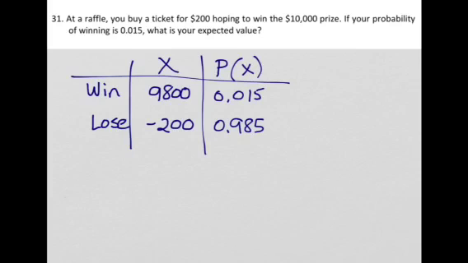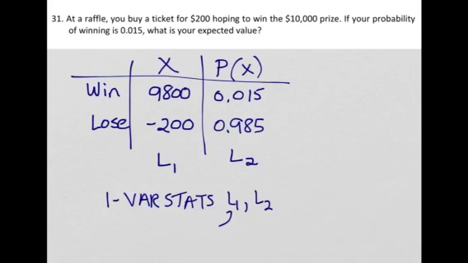Now you've got two options here. You can put this into the calculator, put the X values in L1, the P of X values into L2, and do 1 var stats L1, comma L2. And you type in L1 by pressing second and the number 1, and L2 by second and the number 2. And the comma is above the 7. So that's how you would put that into the calculator.